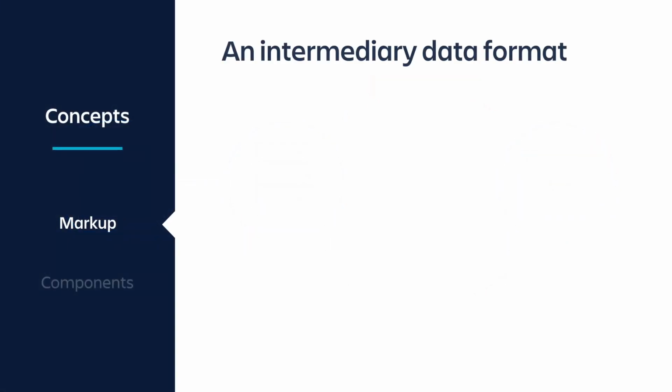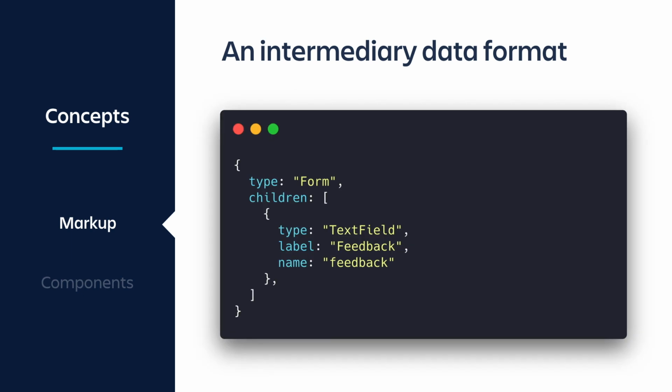Well, first let me explain that Forge UI is a declarative way to build user experiences. What that means is that Forge UI is a way to communicate what should be on the screen, not how it should appear. We want our app code to be able to return some sort of intermediary data format that tells the user's device to display, for example, a form with a text field inside of it. So we've decided to use a markup language, which is a subset of JSON.